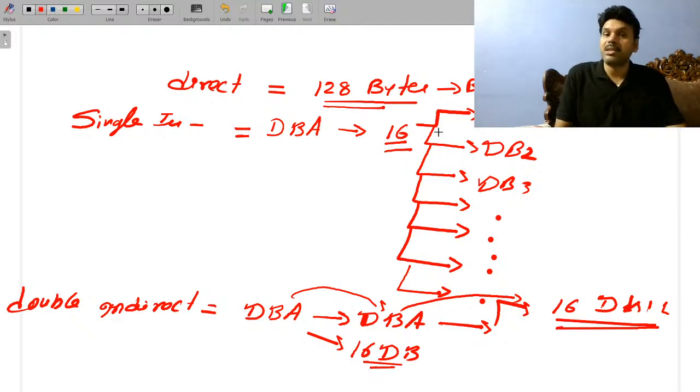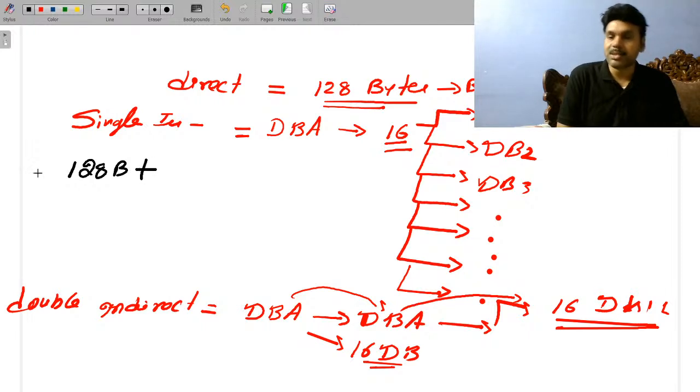He is asking what is the maximum file size. You can write here. Please understand. 128 bytes I can write plus, I'm writing the total file size. How much can it occupy?